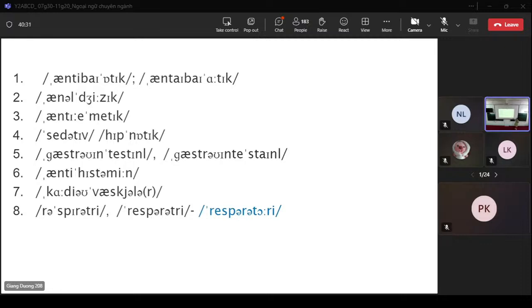Is it a warm-up activity? So can you please spend like 3 minutes trying to find out the words based on the pronunciation here.